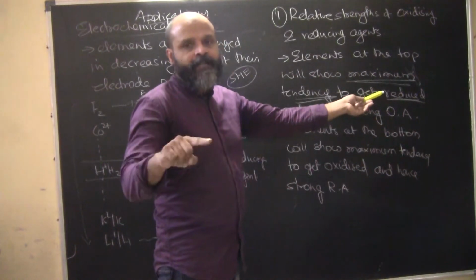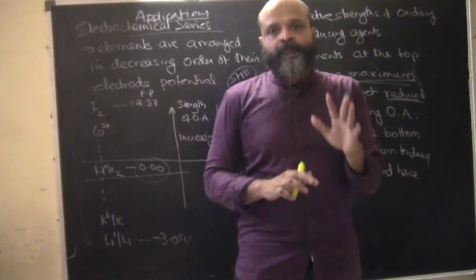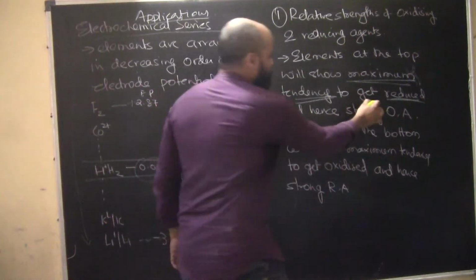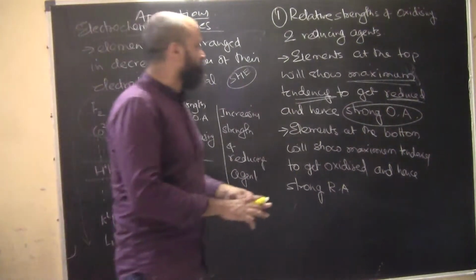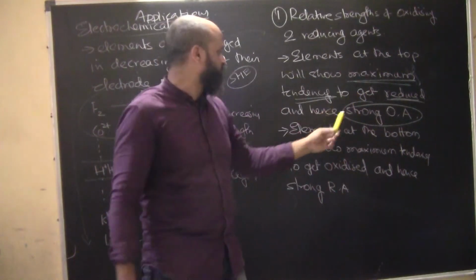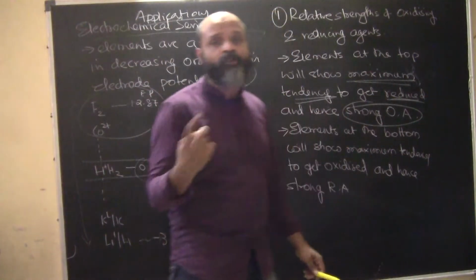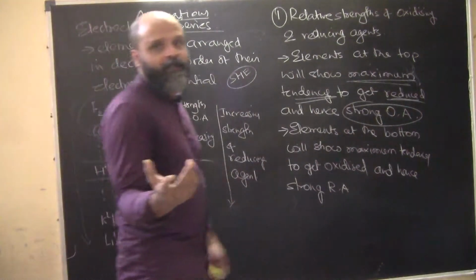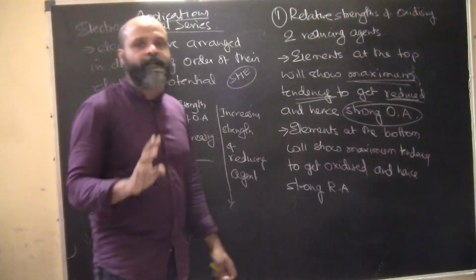The one which shows a tendency to get reduced by accepting electrons will obviously act as an oxidizing agent, because it is gaining electrons. So the ones that are here are strong oxidizing agents. They show a maximum tendency to gain electrons, and hence are strong oxidizing agents. Elements at the bottom will show maximum tendency to get oxidized, which means they will lose their electrons. We all know sodium and potassium, being alkali metals, always show a tendency to lose electrons. Losing electrons is basically a property of oxidation.